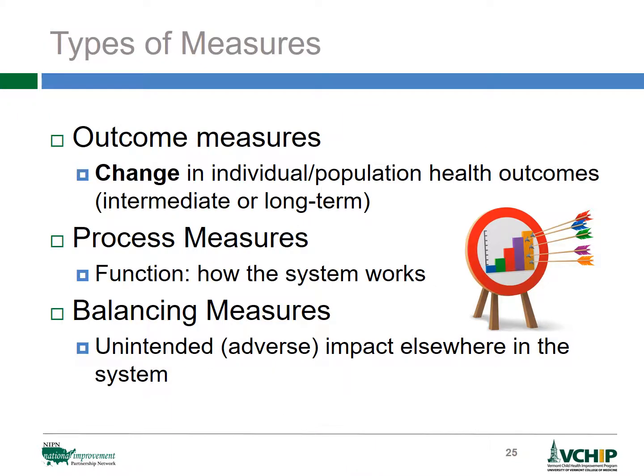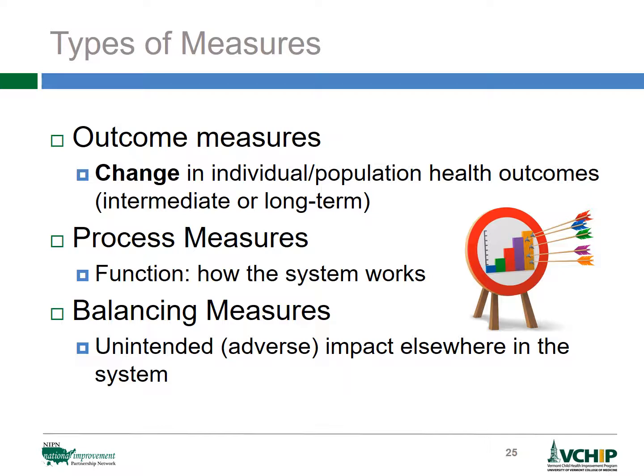I'm going to go over quickly 3 types of measures that we often think about in quality improvement. And those are outcome measures, process measures, and balancing measures. And each look at different components of a system. So outcome measures are really looking at the change in individual or population health outcomes. And those can be intermediate or long-term. And I'll go through examples of each of these in the next slide.